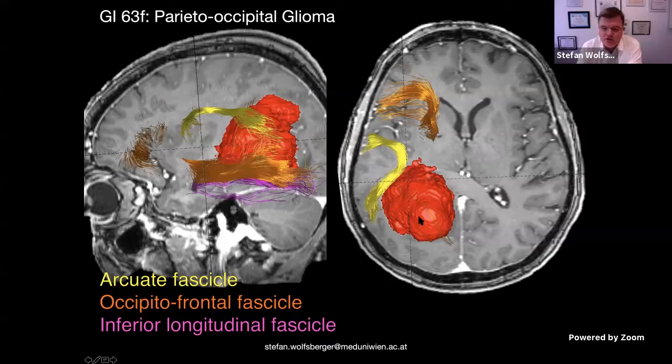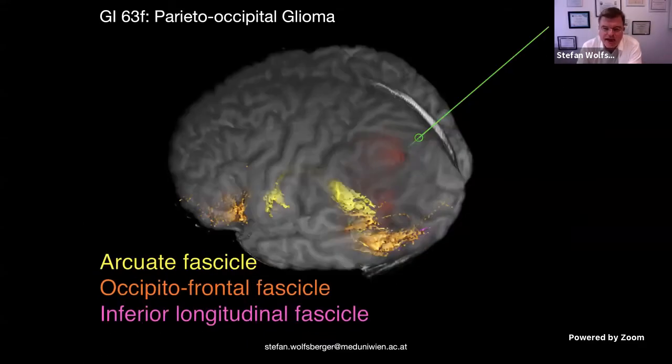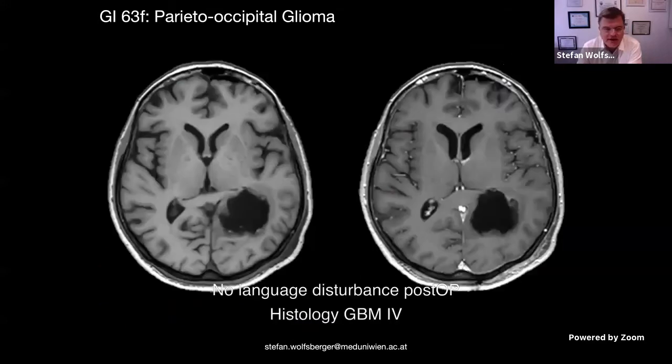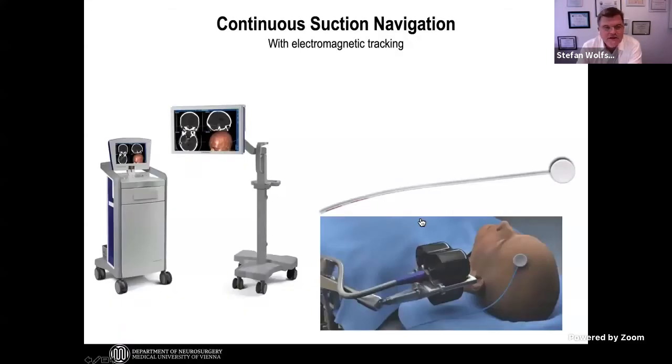So this is what we used for resection in this case, and actually we also planned our approach with this case. I think this is also a very good indication for fiber tracking. And you see here, that's the post-operative image. Okay, so let's go on.